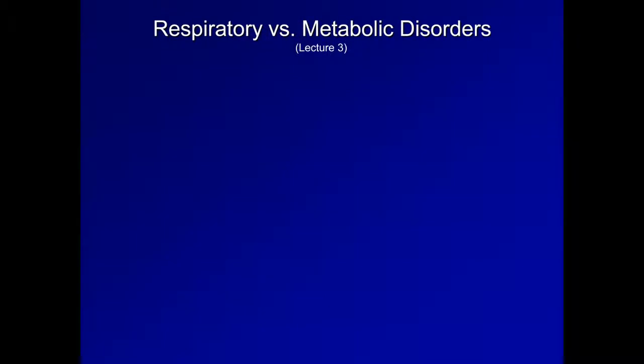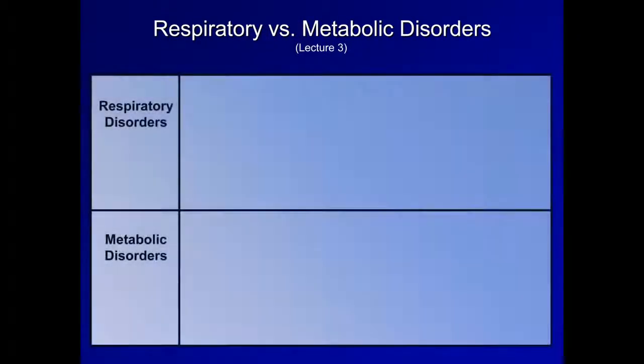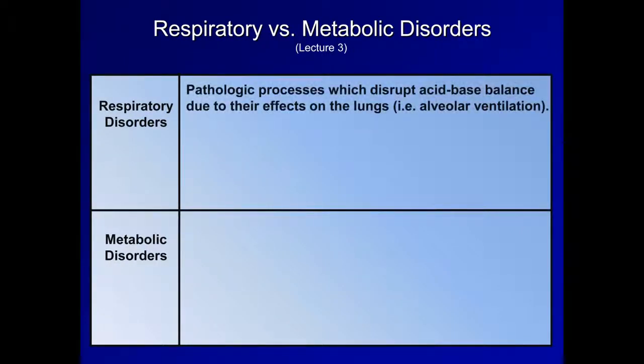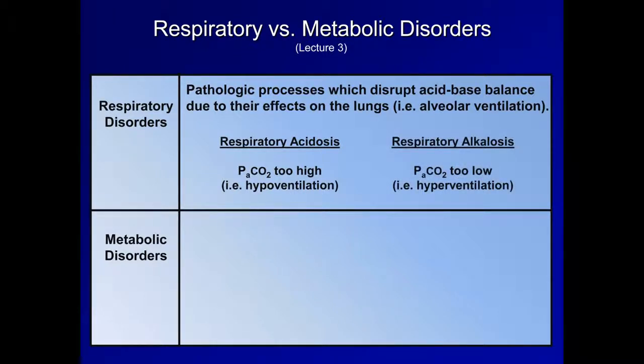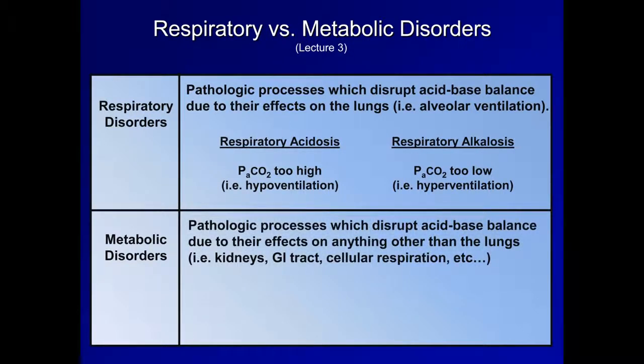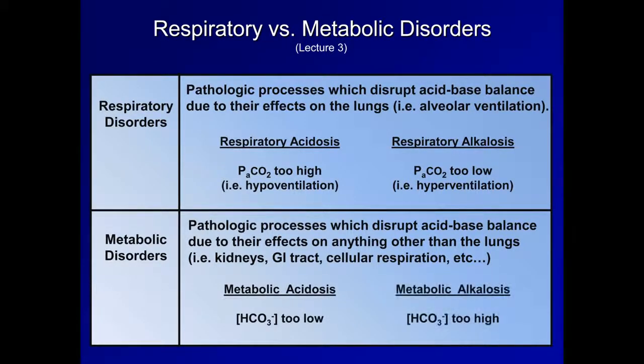Also in Lecture 3, the distinction between respiratory and metabolic disorders was introduced. Respiratory disorders are those pathologic processes which disrupt acid-base balance due to their effects on the lungs. They can be either a respiratory acidosis, where the PCO2 is too high, as seen with hypoventilation, or they can be a respiratory alkalosis, where the PCO2 is too low, as seen with hyperventilation. In contrast to this, metabolic disorders are those processes which disrupt acid-base balance due to their effects on anything other than the lungs, such as the kidneys, GI tract, or cellular respiration. With a metabolic acidosis, bicarb is too low, while with a metabolic alkalosis, bicarb is too high.